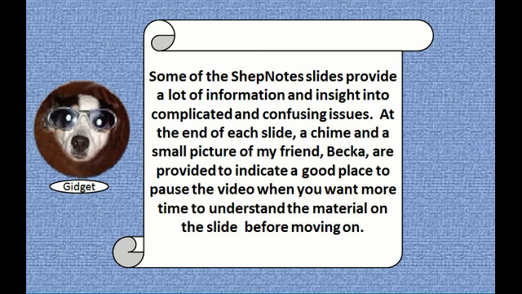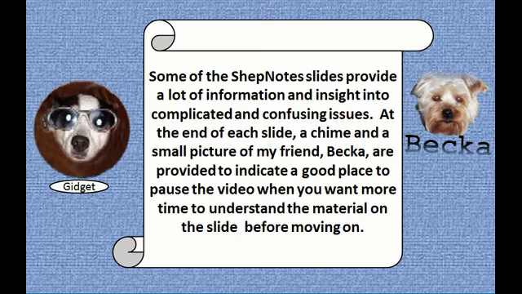Some of the ShepNotes slides provide a lot of information and insight into complicated and confusing issues. At the end of each slide, a chime and a small picture of my friend Becca are provided to indicate a good place to pause the video when you want more time to understand the material on the slide before moving on.